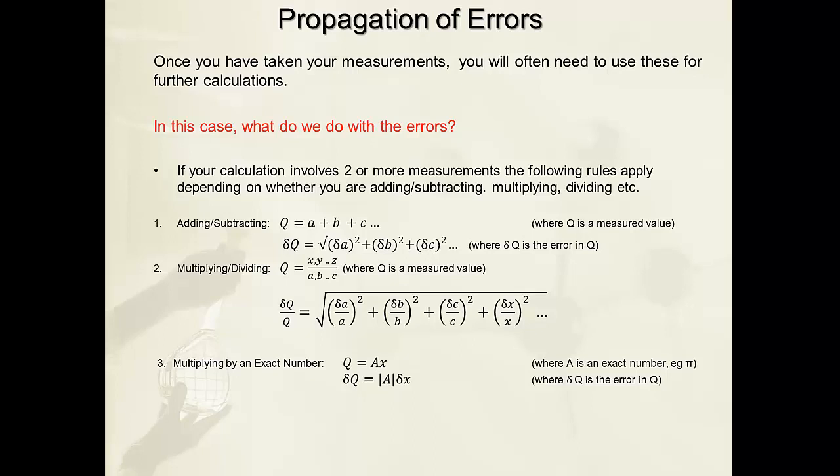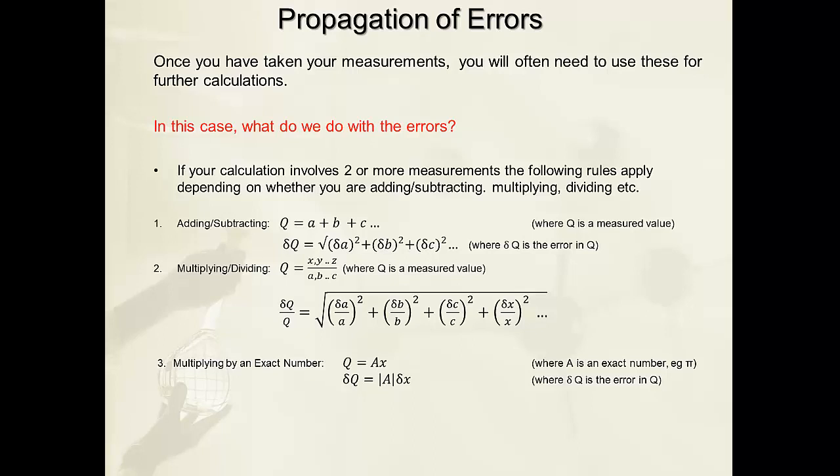So if you're adding or subtracting, you can see here we're using this symbol, that's called a lowercase delta. An uppercase delta just looks like a big triangle. Now it's our lowercase Greek symbol delta. So delta Q means the error in Q. Q is our answer in this case, our measured value. Q is our answer after we've added together our different measured values. So we're adding together A plus B plus C, and Q is what we're solving for.